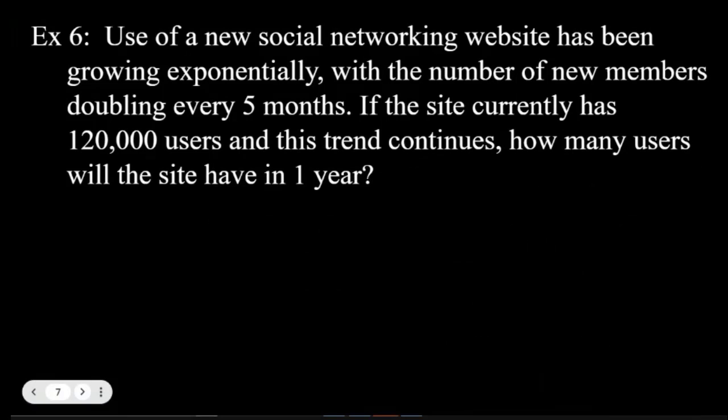Let's go on to example 6. Use of a new social networking website has been growing exponentially, with the number of new members doubling every 5 months. If the site currently has 120,000 users and this trend continues, how many users will the site have after 1 year? So once again, we're going to have to figure out the rate, but this time we know the doubling time. So let's take a look. What should we put down as our starting amount?